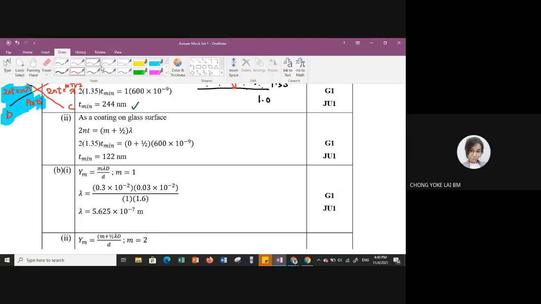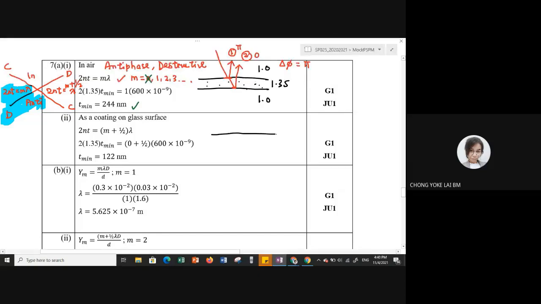Then we go for the second question. We still visualize our thin film. This is our thin film, but now is acting as coating on glass surface. So bawah ni adalah glass. Coating kan? Coating maksudnya kita tampal dekat atas. So we have 1.35. So glass. How much is the refractive index for the glass? So the question says, oh 1.5. So the glass is 1.5.